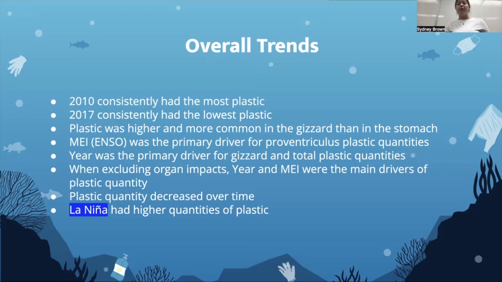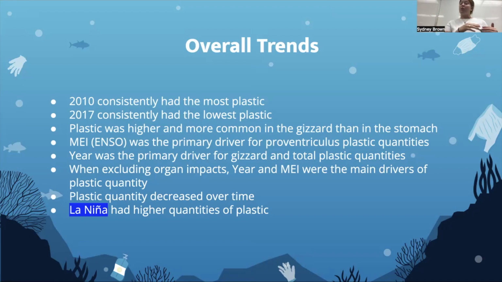MEI was the primary driver for proventriculus plastic quantities, which is supportive of my hypothesis that ENSO does influence the amount of plastic ingested by these shearwater chicks. Year was a primary driver for gizzard and total plastic quantities. And when you're excluding the impacts of organ, year and MEI were the main drivers of plastic quantity. And this is very supportive of the driving ideas behind my project, where we see these general trends over time.